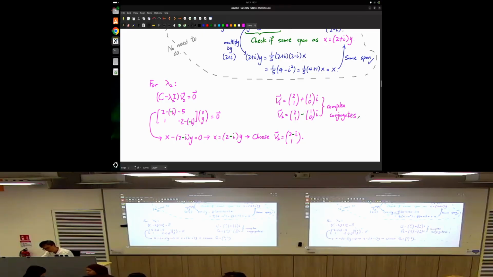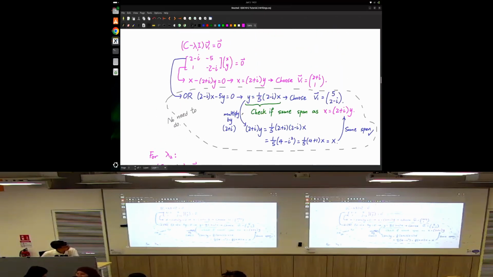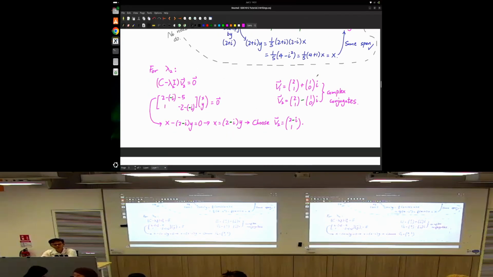What I'm trying to say here is that you don't even need to redo the whole process. After you found this V1, you just make the plus i become minus i, then that's your V2 already. Simple as that. So complex conjugates: V2 can be directly stated after V1 is found. No need to go through the whole process again.